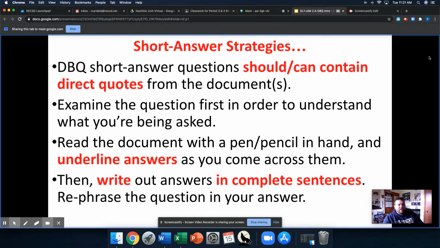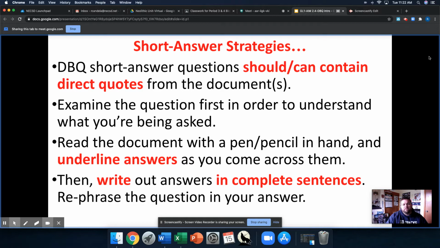The first thing I do is read the question before I read the document. This way, as I'm reading the document, I know what information I'm on the lookout for. Once I read the question, I will then read the document with something to write with in my hand, and I will underline answers as I come across them for quick reference. Then I go back and write in complete sentences the answer based on what I've underlined in the document. That's the strategy I use. This is the first thing we have to address with a DBQ, how to answer those short answer questions, and these are some strategies that might work for you.